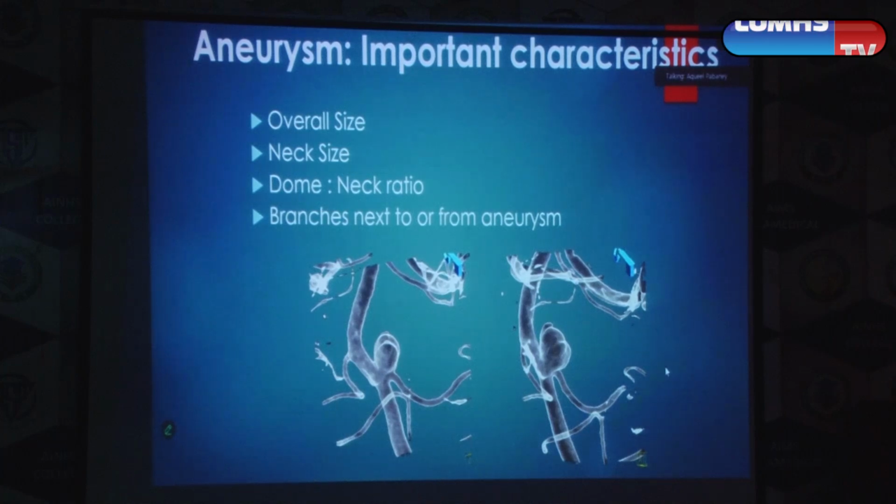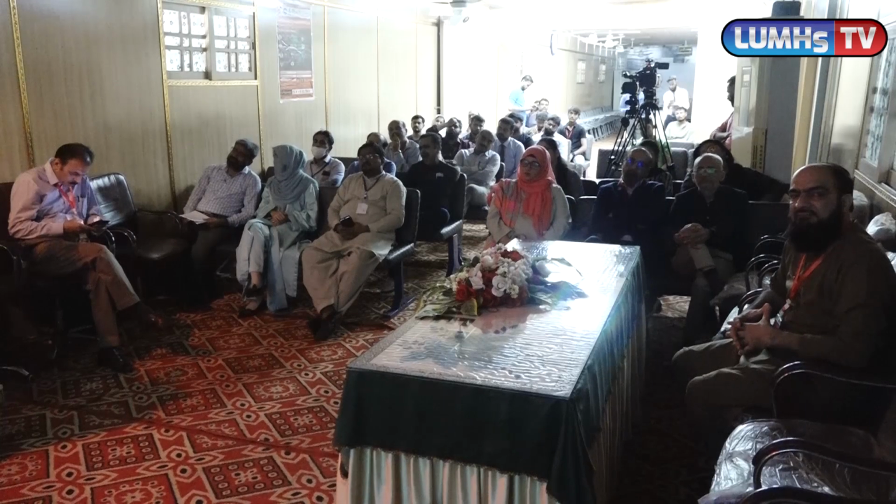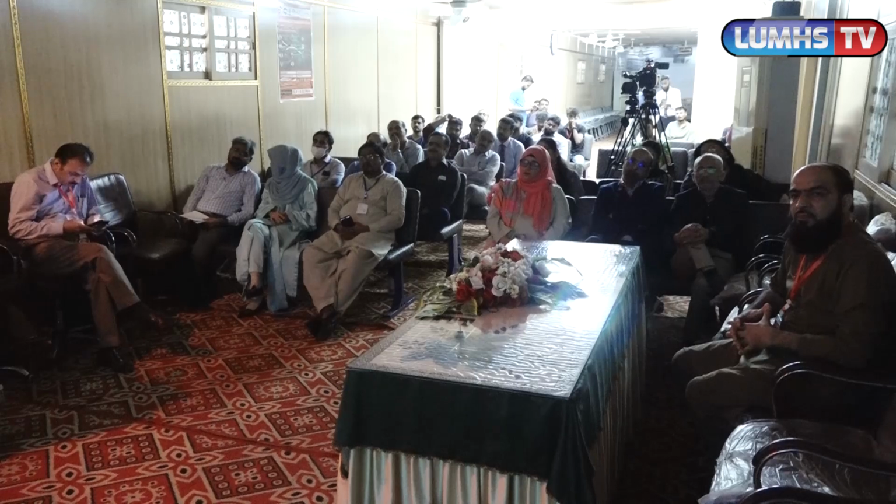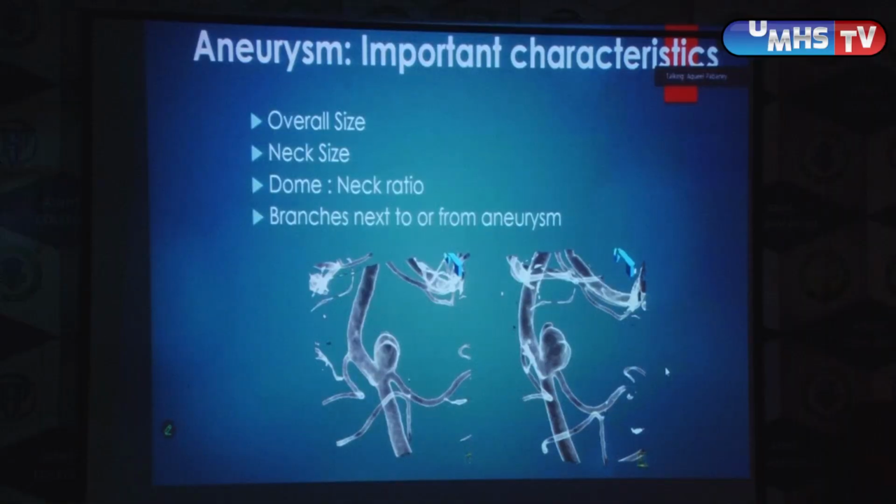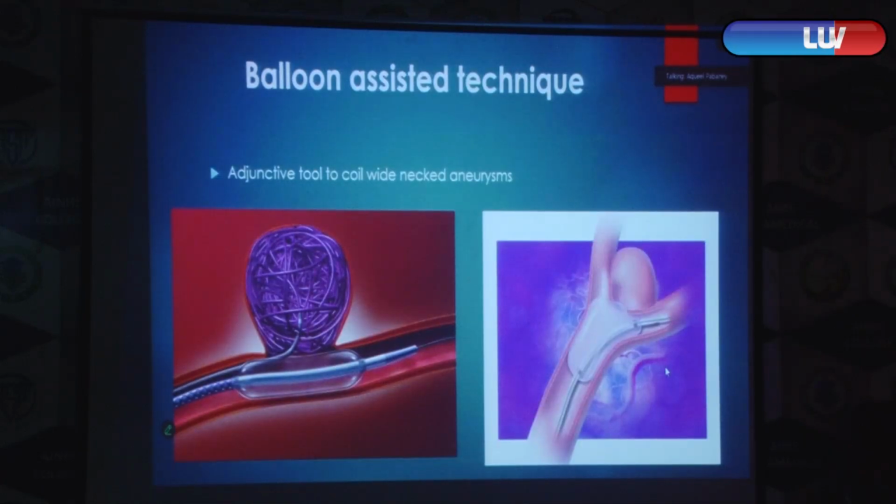And if it is, then most of the time you can coil the aneurysm without needing a stent or a balloon. And then you also have to make sure that there are no branches coming from the neck of the aneurysm, because if you don't take that into consideration, you can easily occlude the side branch and then cause a stroke. So in those cases, sometimes you will need a balloon or a stent.